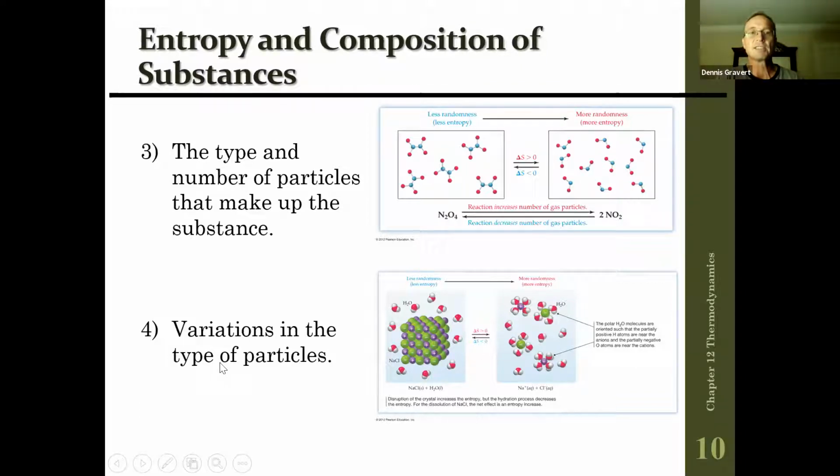And then variations in the type of particles. We have ions down here. I think that's what they're trying to emphasize here. I still think of this as a solid breaking down into individual ions. It's much more random, right? If this is NaCl, salt, the sodium and the chlorine are in a salt crystal. They're all tightly packed together, neat and orderly, low entropy, but once they dissolve, they can go anywhere in solution.